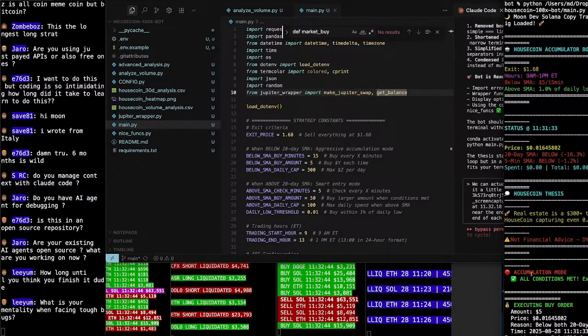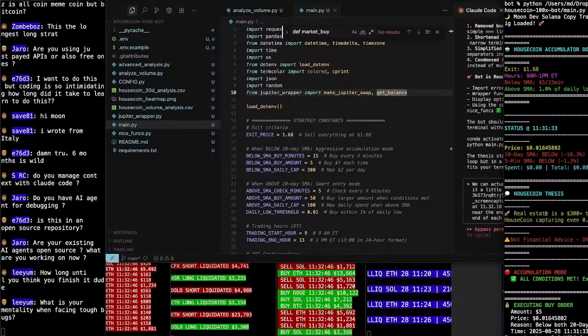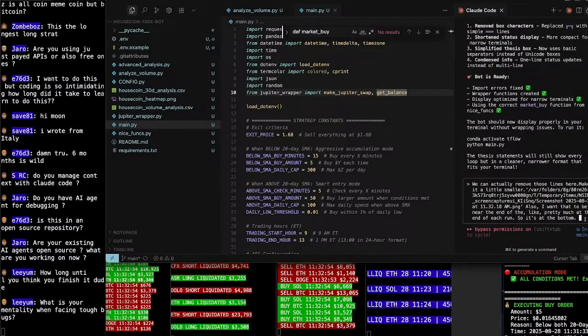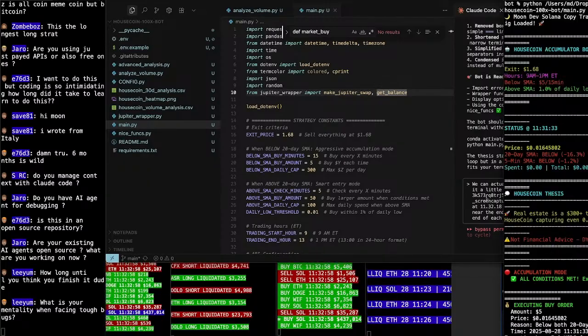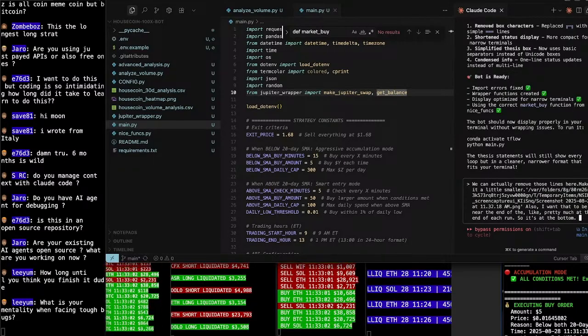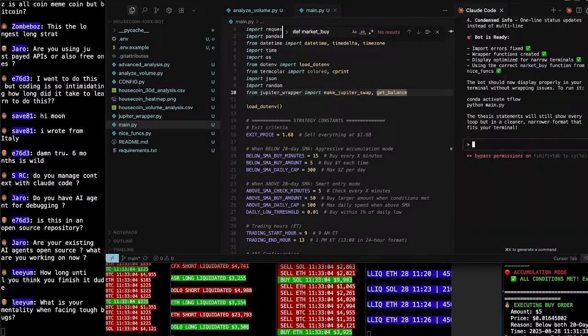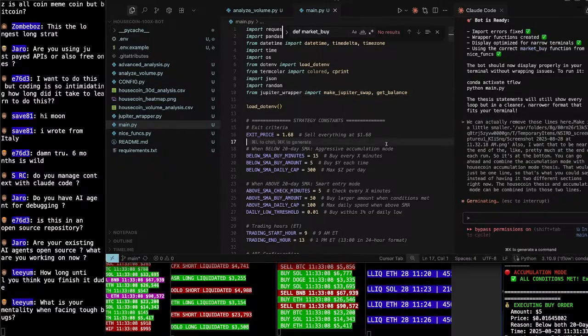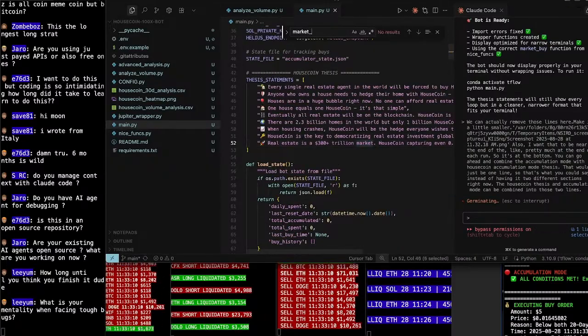You can go ahead and combine the accumulation mode with the house coin thesis. That'll just be one line, so that's what you could say instead of having it in two different sections. We have right now the house coin thesis and accumulation mode. We can combine those two lines. Okay, and now I need to go ahead and see what's going on with this market buy.